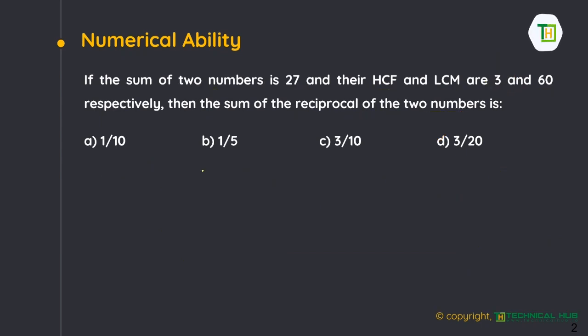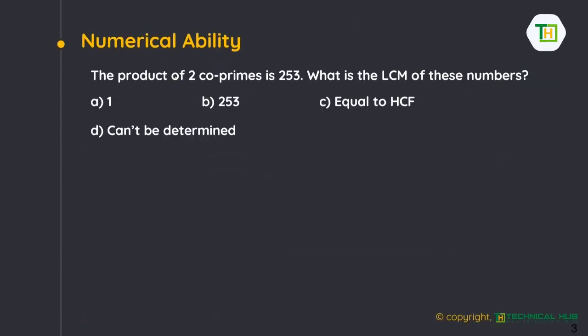Next question. The product of two co-prime numbers is 253. What is the LCM of these numbers? So guys, first of all, this is a very simple question. If you know what co-prime is, then the problem is very simple.